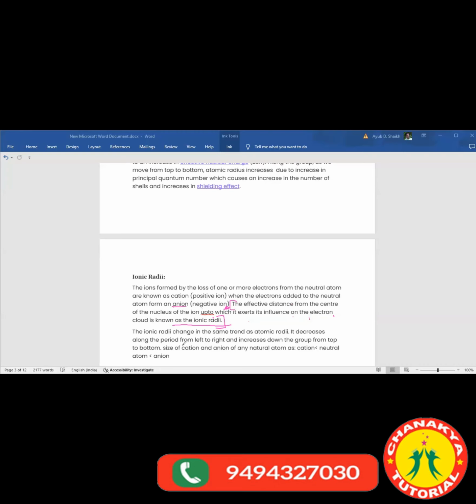And one more important thing you have to keep in your mind: a cation has a smaller atomic radius than the neutral atom, and the neutral atom has a smaller radius than the anion, right? The ionic radii change in the same trend as the atomic radii, which means it decreases from left to right in a period and increases down the group. Got it? Fine, we'll move down.